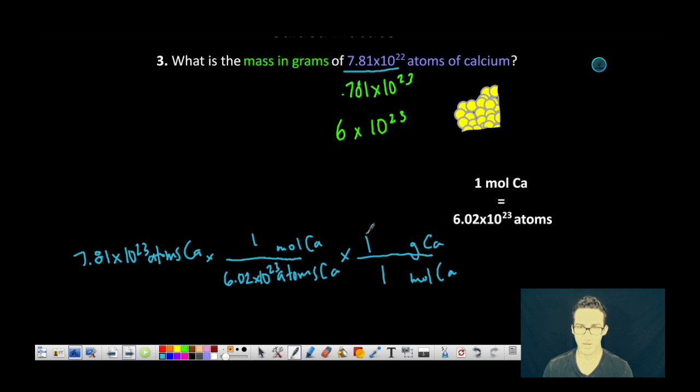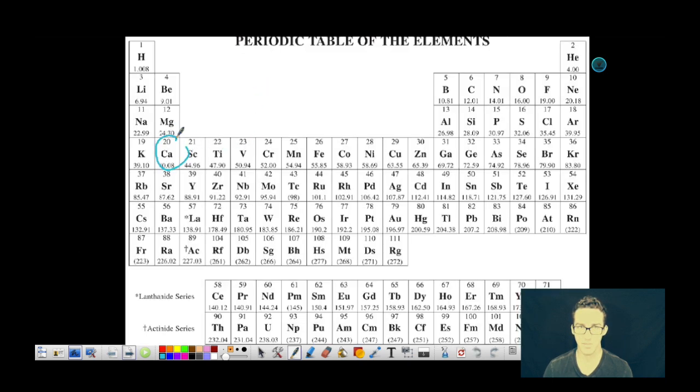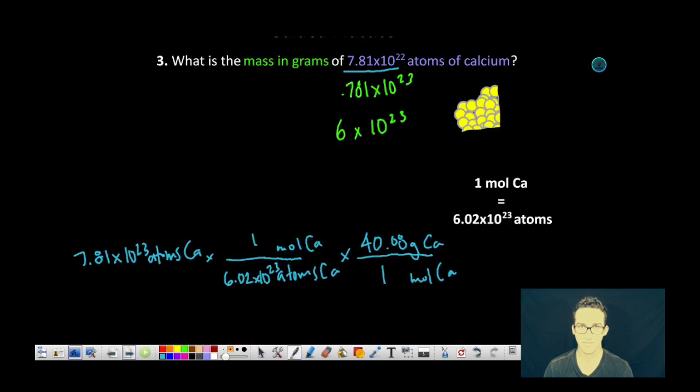1 mole is going to be 40.08 grams of calcium. Again, I'm pulling this from the periodic table. Calcium, boom, 40.08. And then it's just bust out your calculator and solve. Notice all of our units except grams of calcium will cancel out, and we'll be left with 5.20 grams of calcium.